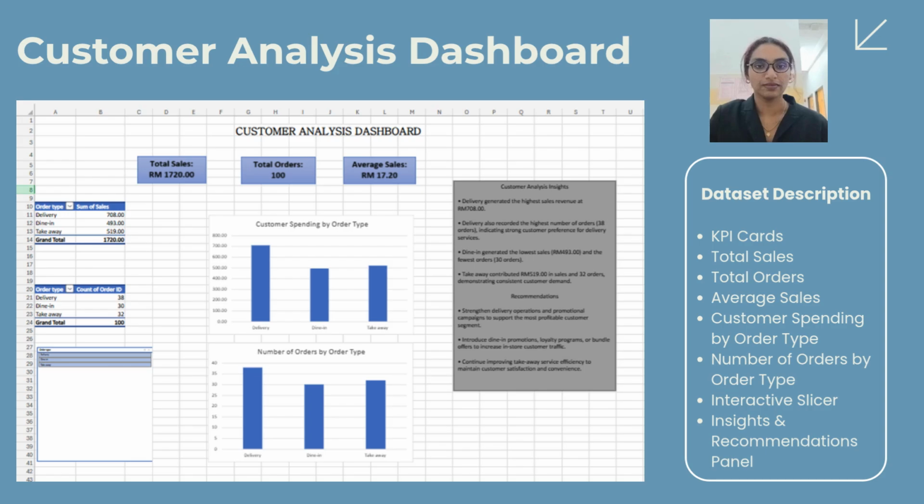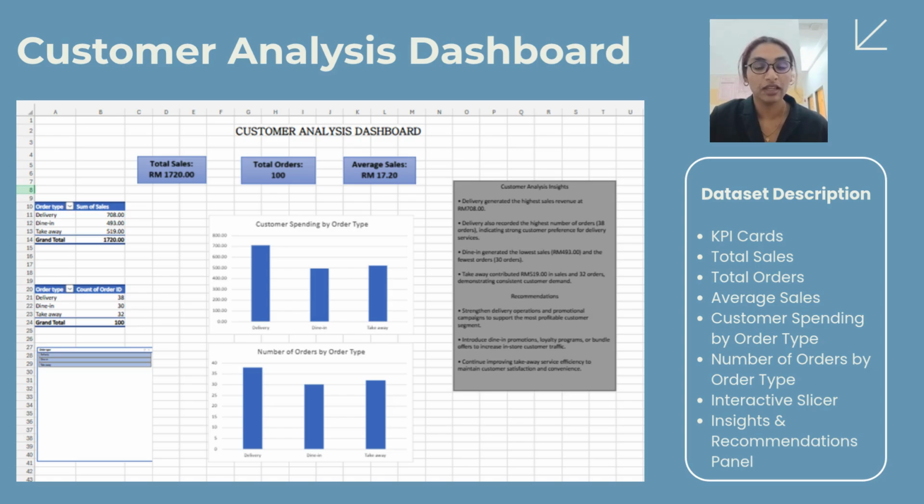This slide shows the customer analysis dashboard that I developed myself. The dashboard consists of 3 KPI cards which display total sales, total orders, and average sales per order. It also includes 2 charts, which are customer spending by order type and number of orders by order type. These visualizations help management understand customer purchasing patterns.